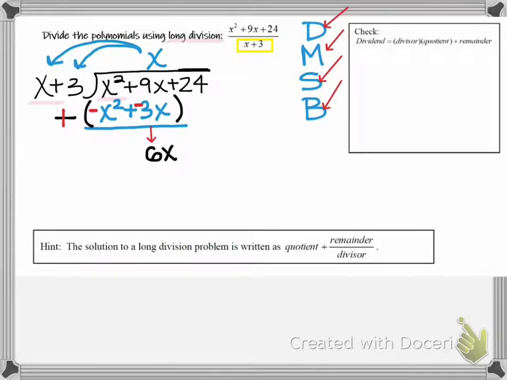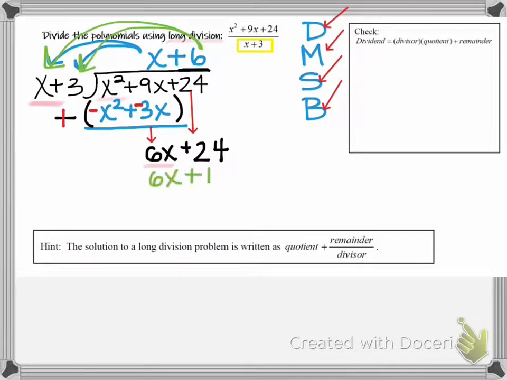Now I'm ready for my B, bring down. I have the constant 24, so now I have 6x plus 24. And now my loop of 4 steps starts over again. I'm back up to the top with step D, but this time I'm dividing 6x by the x. 6x divided by x is just 6. So I'm going to line up the plus 6 over the constant 24, because 6 is a constant. Then I'm ready for the M, multiply, but now 6 gets multiplied by the x plus 3.